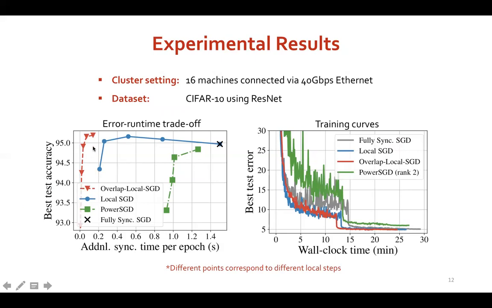So here we are comparing Overlap-Local-SGD with local SGD and power SGD. Power SGD is a quantization method. And the cross here, which is one extreme of local SGD, is fully synchronous SGD. As you can see, Overlap-Local-SGD uses very little additional synchronization time per epoch and still achieves high test accuracy. The training curves on the right-hand side also confirm this insight.